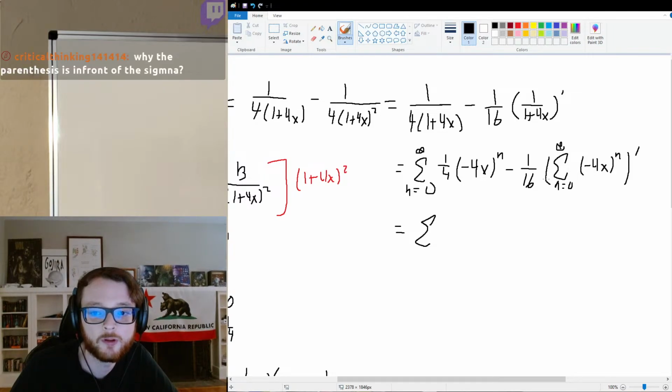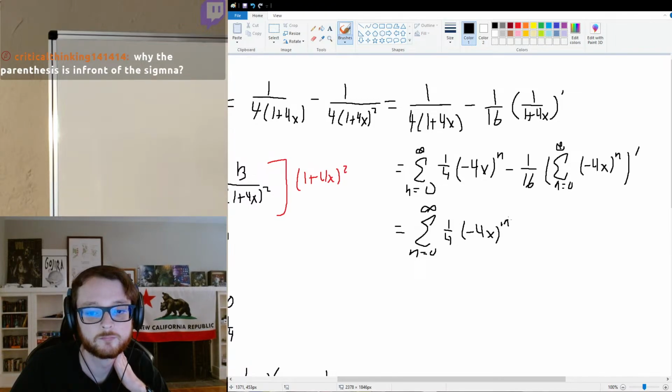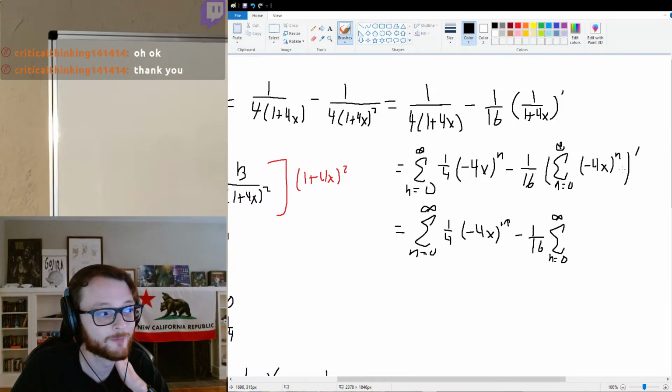Parentheses in front of the sigma. That's because we have this prime here. The prime applies to everything inside of the sigma. So in this next step, this first part is staying the same. We have to take the derivative of an infinite sum, which is a little bit of a weird thing.